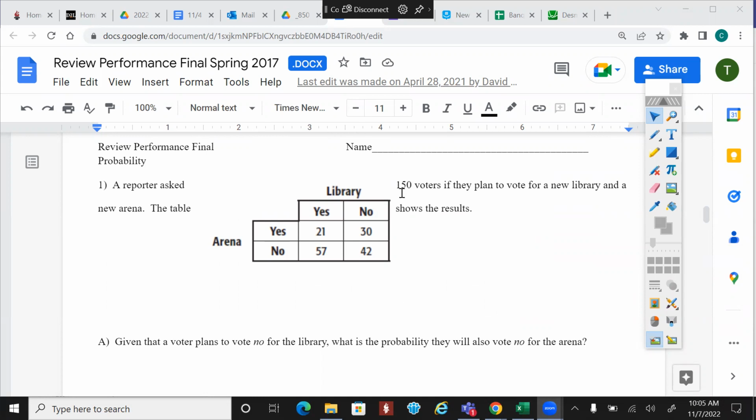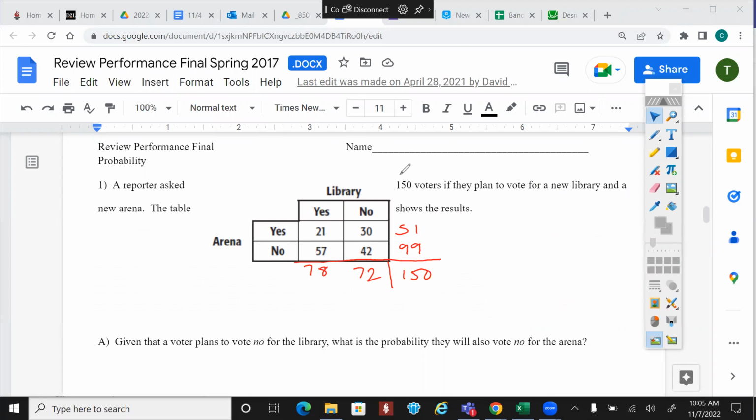So the reporter asked 150 voters if they plan to vote for a new library and a new arena. The table shows the results. The first thing you want to do is total up all of the rows and columns. So before we even look at the problems, we're going to go ahead and total it up. So we're going to have 78 here. This will be 72 here. This will be 51 here. And this will be 99 here. So for a grand total of 150.